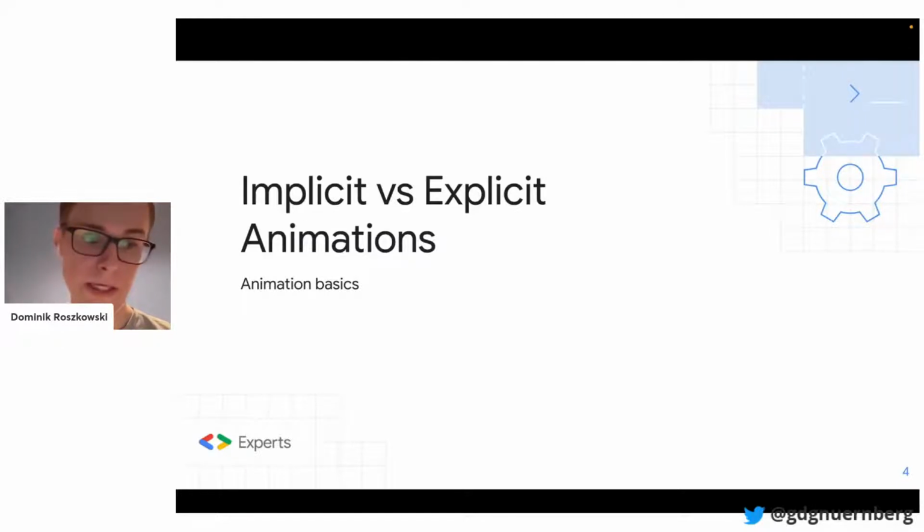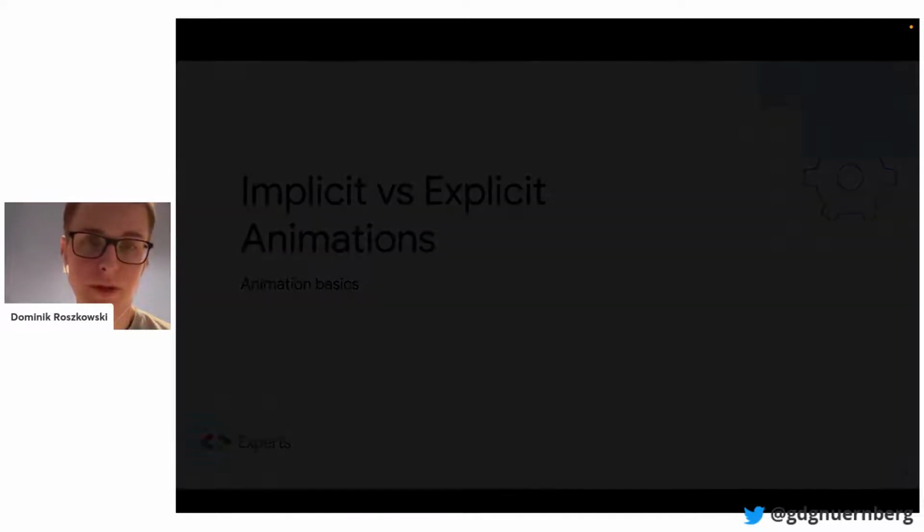And explicit animations are the ones that you need to drive on your own in some way or the other. So typically, explicit animations would be driven by an animation controller, which is a special class in Flutter. But you can also use other means for that, like timers or just some kind of change notifiers. There are a lot of options available to you.